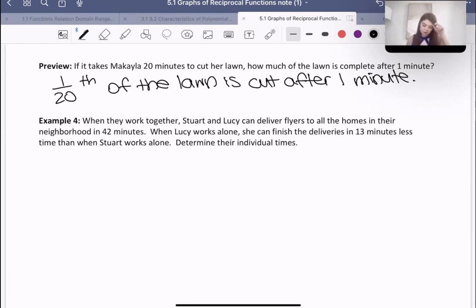It says, when they work together, Stuart and Lucy can deliver flyers to all the homes in their neighborhood in 42 minutes. When Lucy works alone, she can finish the deliveries in 13 minutes less time than when Stuart works alone. Determine their individual times. Okay, well, here's the thing. Let's talk about the amount of work done per minute.